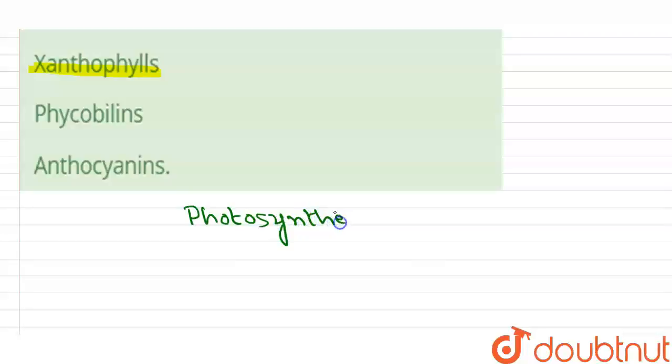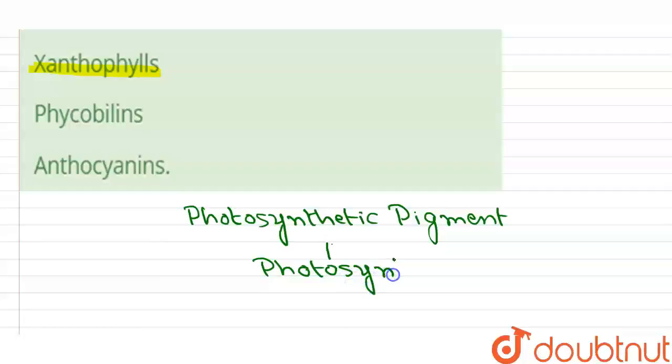Photosynthetic pigments are the only plant pigments that have the ability to absorb energy from sunlight and make it available for the process of photosynthesis. They trap the energy from the sunlight and provide it for the process of photosynthesis. In plants, 3 major photosynthetic pigments are found.